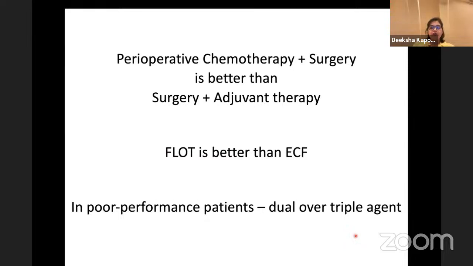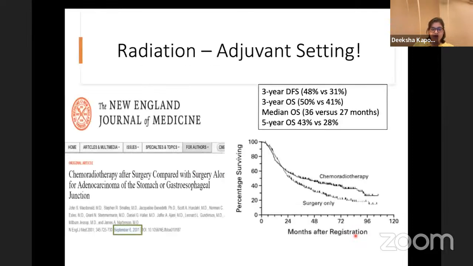So if I have to put it again, three hard points: perioperative chemo plus surgery is better than surgery plus adjuvant therapy. FLOT is better than ECF. And in poor performing patients who will not be able to tolerate a taxane or epirubicin, dual agent can be preferred over triple agent, which is basically a good patient selection.